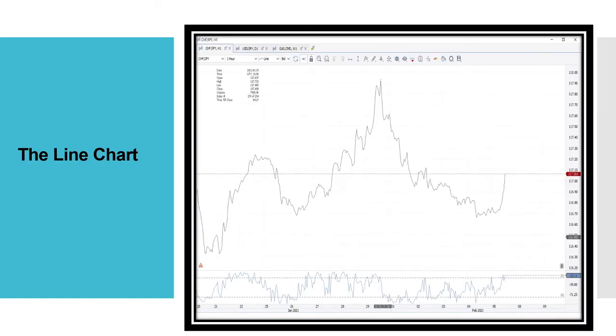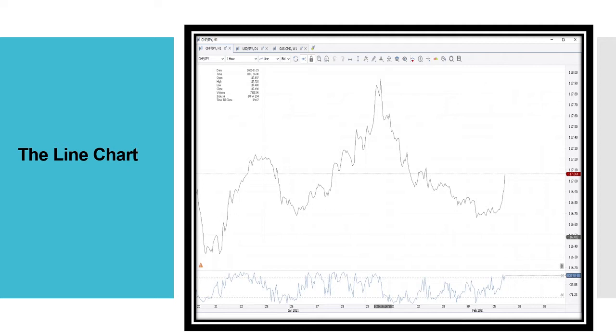The line and bar chart. The line chart is the most basic chart type and it uses only one data point to form the chart. When it comes to technical analysis, a line chart is formed by plotting a stock's or an index's closing prices. A dot is placed for each closing price and a line then connects the various dots.